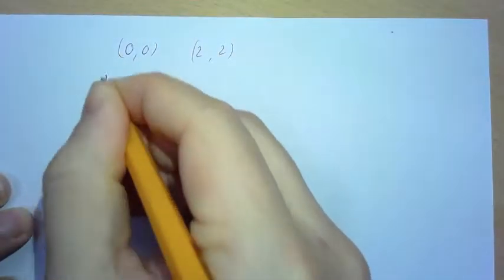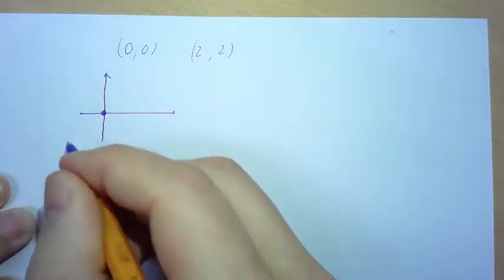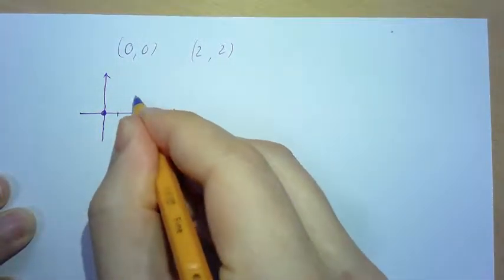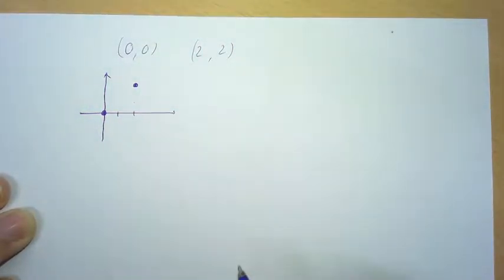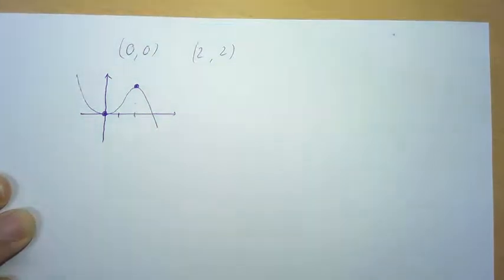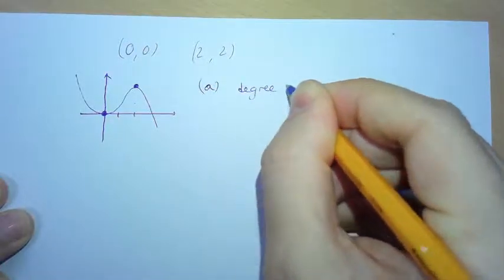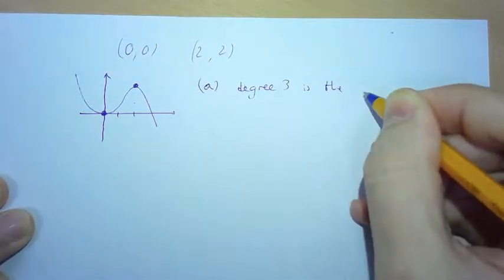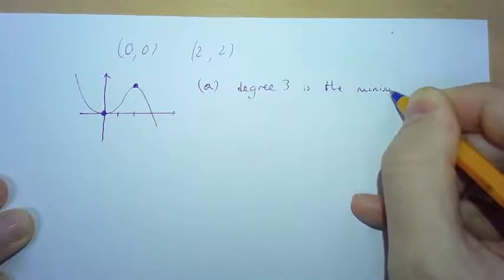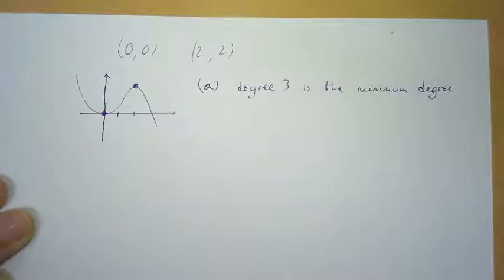Let's sketch it. So we need a minimum here, and we need a maximum here. It looks like the smallest function is going to look something like that. And this answers our question A. It looks like degree 3 is the minimum degree. If we have degree 2, it's a parabola, so it wouldn't fit.